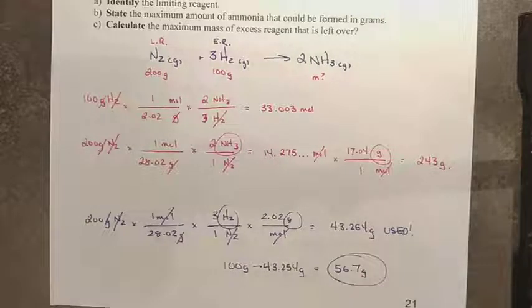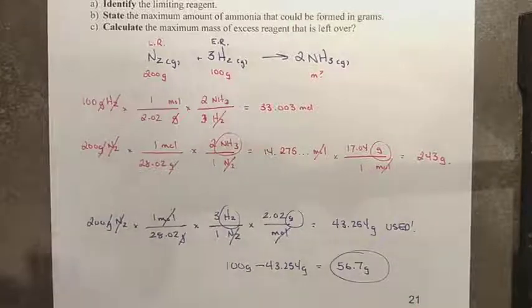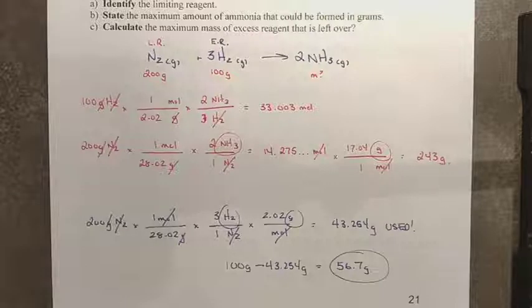Okay, so there's an example of a limiting reagent excess reagent problem that was completely open-ended. We only really saw a couple of those in Chapter 7. We see them here again, as we get into chapter 8.3.